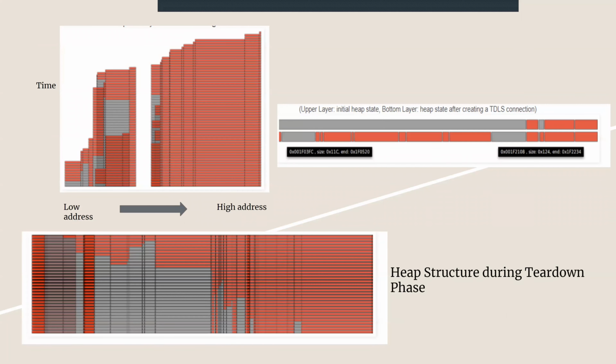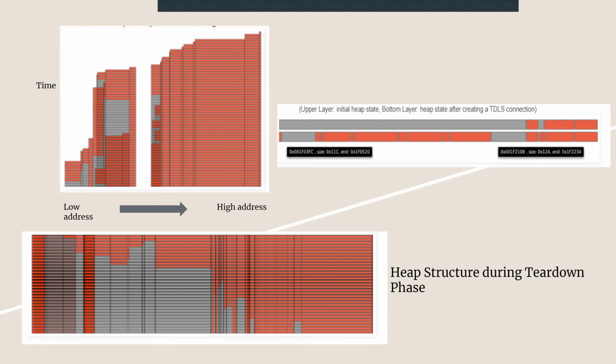Looking at this at the top left, a conclusion can be made that besides the heap activity during the connection start, there's not much else going on. Everything else is done in place. This means that the heap structure is very consistent, but it also means that our control over the heap structure is limited. At the bottom, that's the heap structure during the teardown phase, which is much more open.